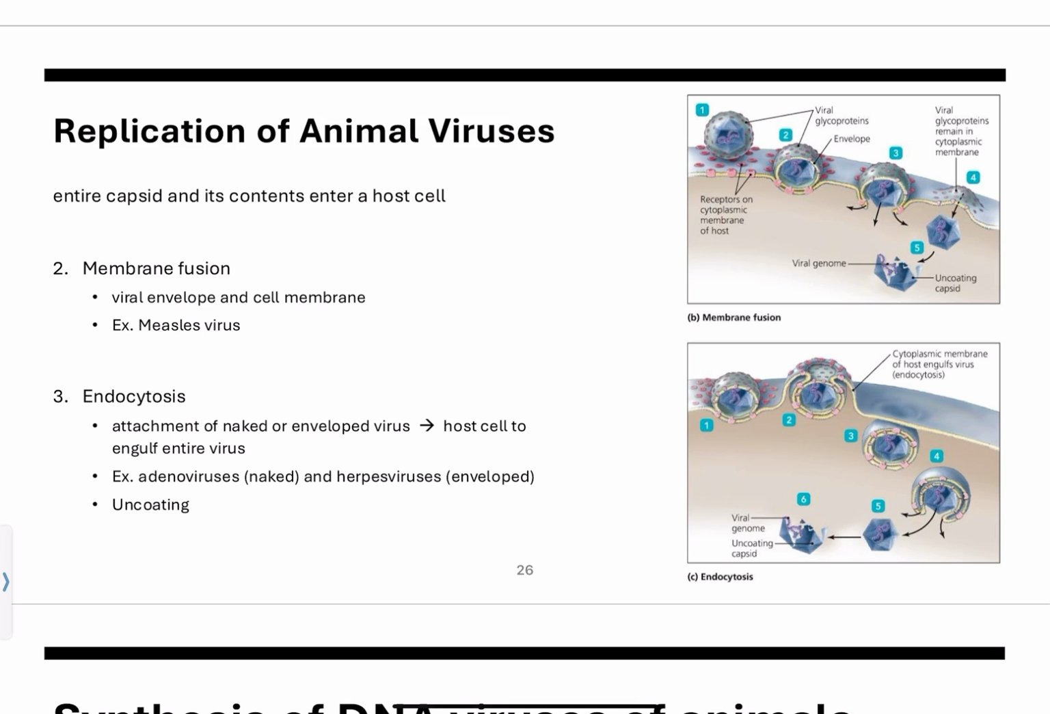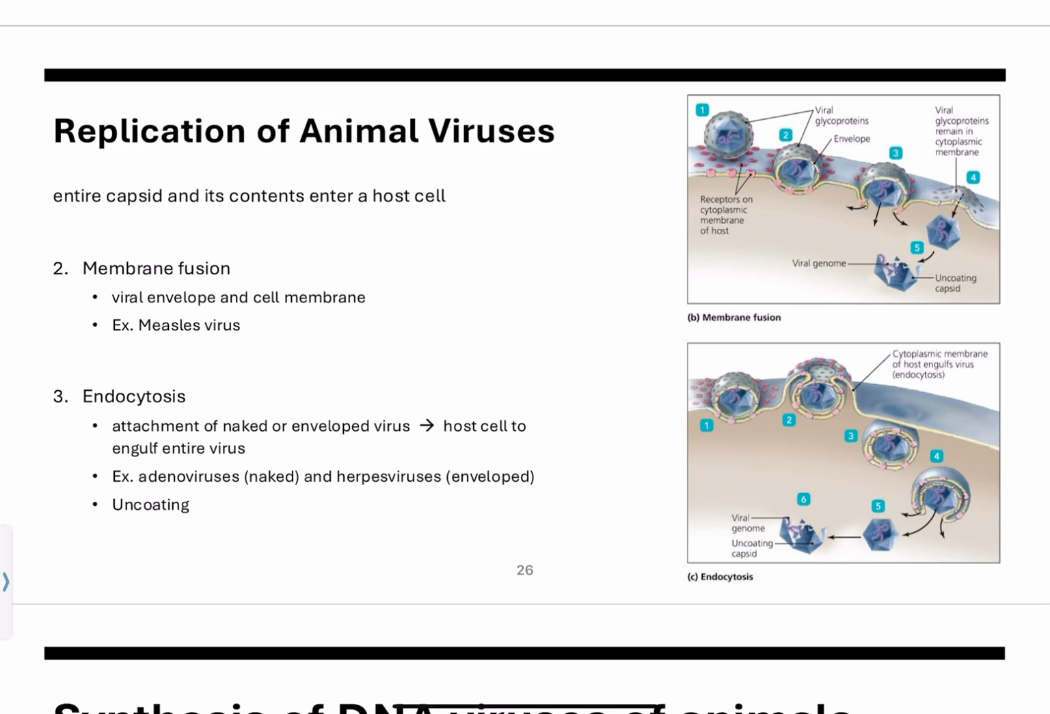The second one is membrane fusion. This is common in enveloped viruses. The viral envelope is going to fuse with the host membrane, and then the whole capsid is going to enter into the cytoplasm. After that, the capsid is going to disassemble, causing a release of the viral genome. Two that use this strategy are measles and HIV.